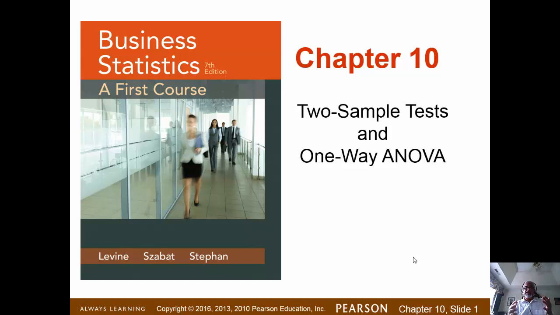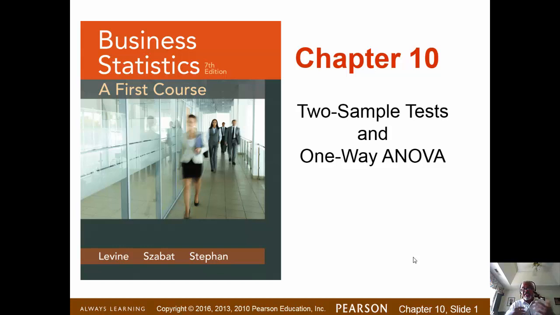Chapter 10 takes the concepts from Chapter 9 forward to multiple populations. In Chapter 9, we looked at just one single population, either a regular population or a population of proportions, and we did hypothesis testing and confidence intervals and so on. In Chapter 10, we take that to two populations, and by the end of Chapter 10, we're going to take that from 2 to even more than 2, 3 or more populations.